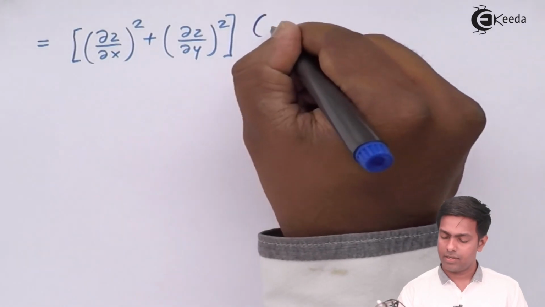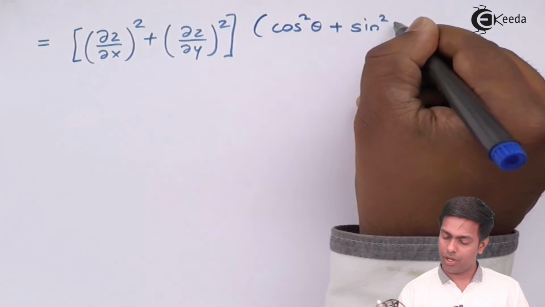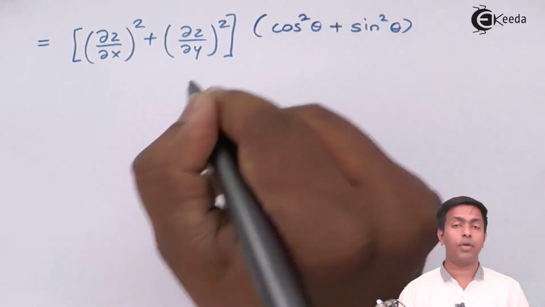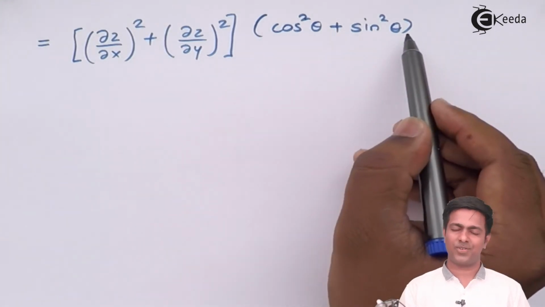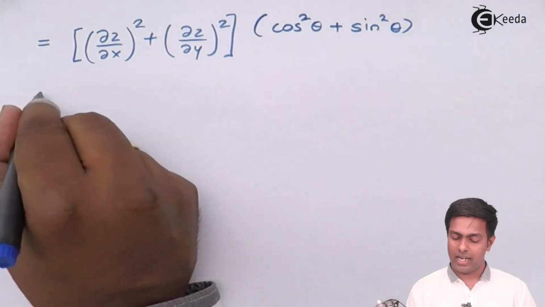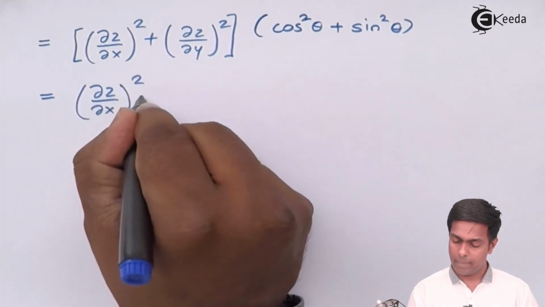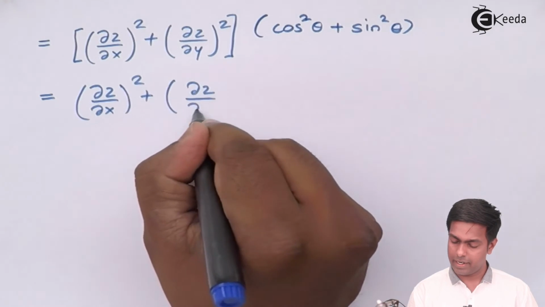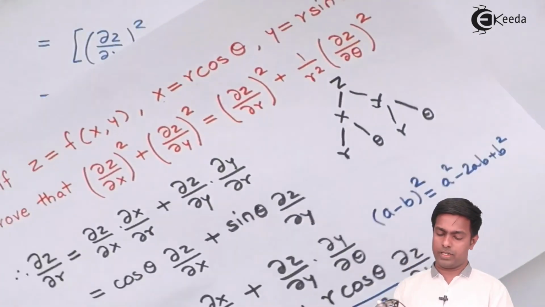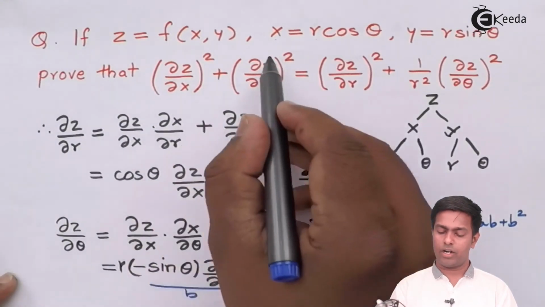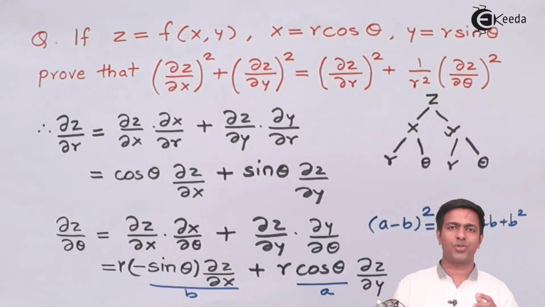So here I'll write cos square theta plus sin square theta, and I'm sure that there is some formula which is running in your mind, which is nothing but that cos square theta plus sin square theta is 1. So value of this is 1, and guys, therefore we'll get answer as del z by del x the whole square plus del z by del y the whole square. And guys, now if you observe this LHS, then we got the exact value. So here we have proved the result. I'm sure that you understood the method.